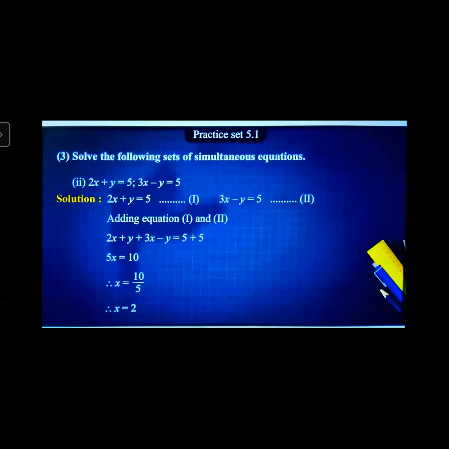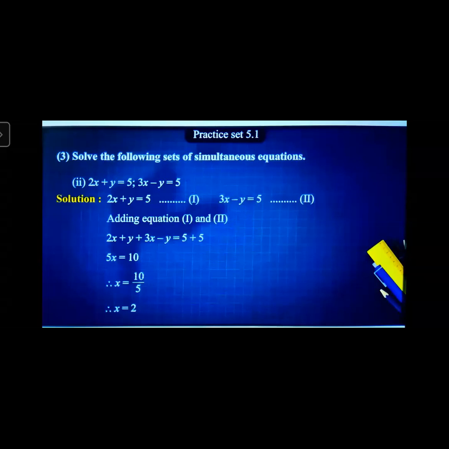In the same way, you will have to solve other examples also. They are very easy to solve. Let's take the second question. The second question is 2x plus y is equal to 5, 3x minus y equal to 5. This is going to be your first equation, 2x plus y equal to 5. 3x minus y equal to 5 is your second equation. This is your first step.